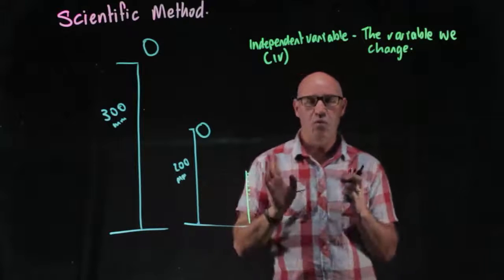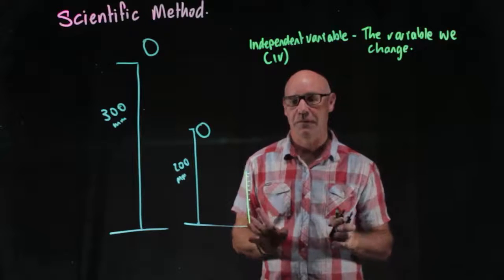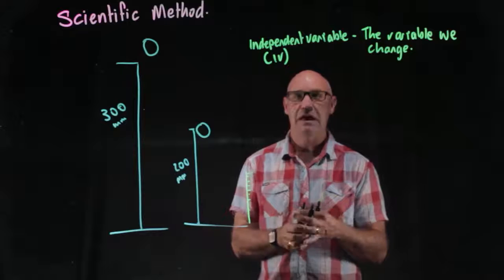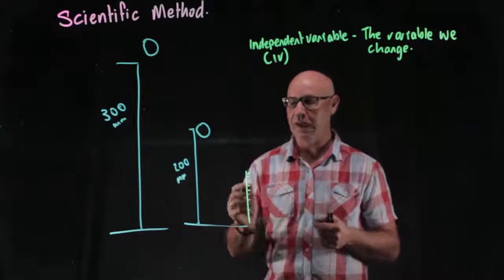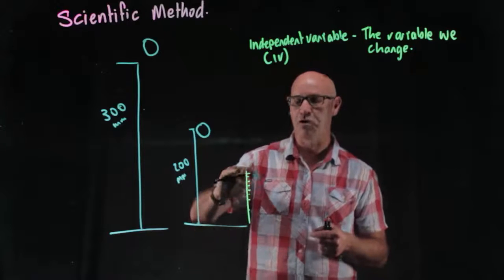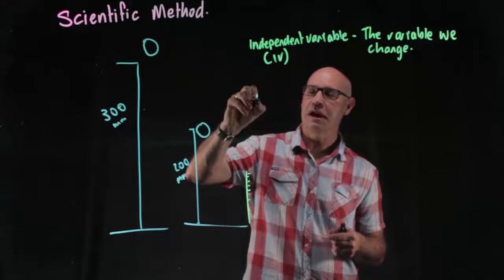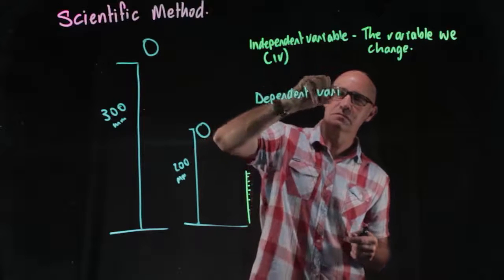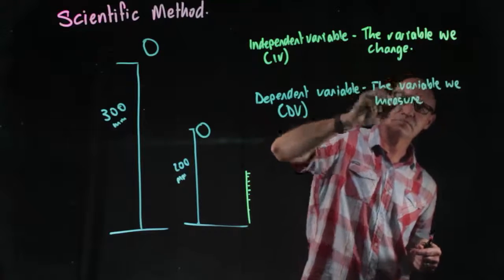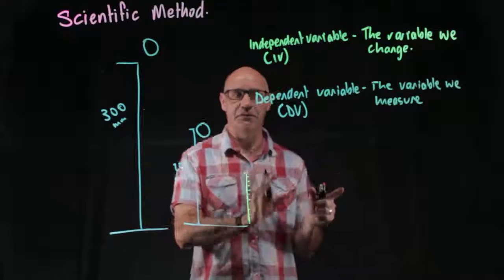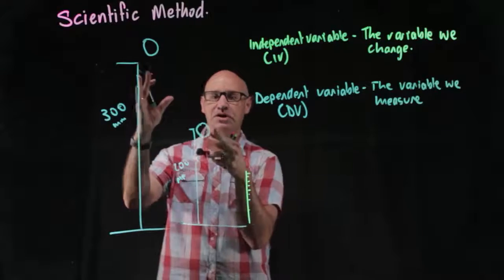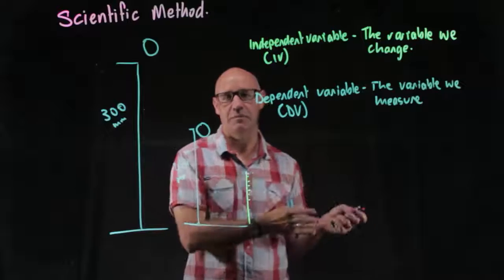Now, what is it that we measure? The variable that we measure is called the dependent variable, and in this particular case the dependent variable is the rebound height, the height at which the ball rebounds. The dependent variable. So the dependent variable is the variable that we measure. Our independent variable is the thing that we change, and the dependent variable is the thing that we measure.